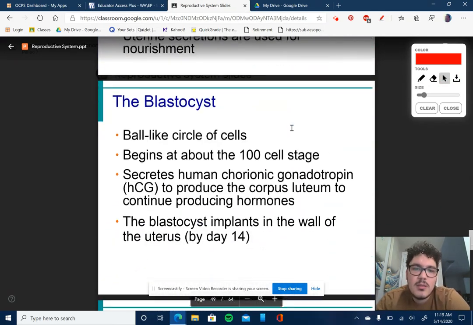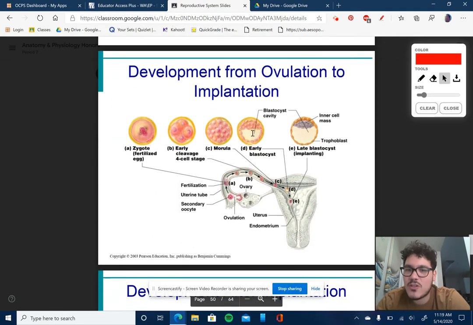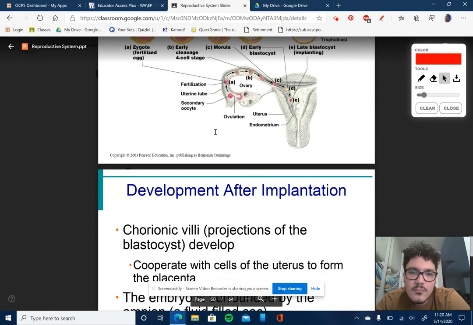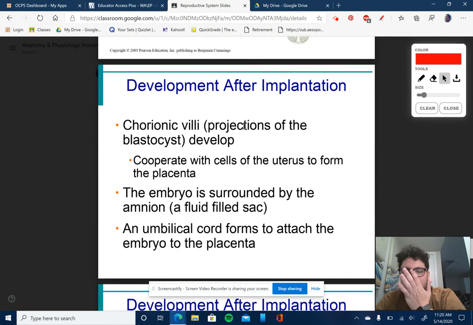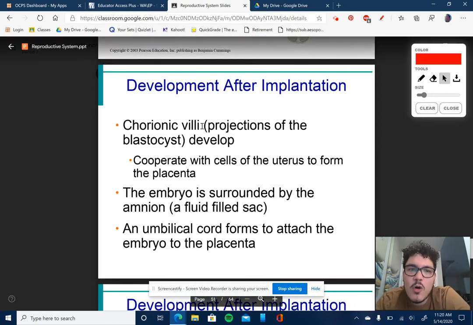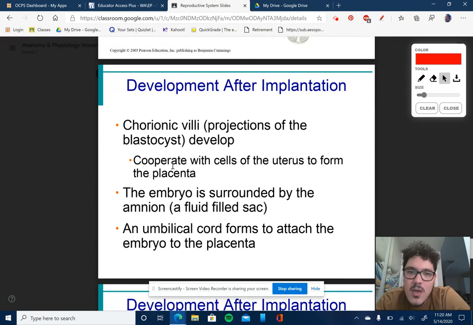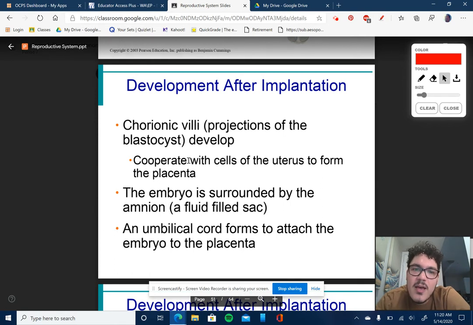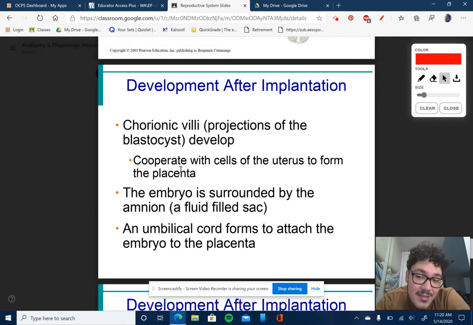Okay, going down. Here we see that same picture again, what I was just showing you guys. After implantation, what we end up seeing is development: the chorionic villi, projections of the blastocyst, develop. These are just special cells that form around the blastocyst. Don't have to worry too much about that. They cooperate with cells of the uterus to form what we call the placenta. A lot of you have likely heard of that before. So now we're starting to form the placenta. The embryo is surrounded by the amnion. I've talked about that in the past. Amniotic fluid: the reason why I talked about that in the past is because there's been a lot of incredible research using amniotic fluid to possibly replicate stem cells.